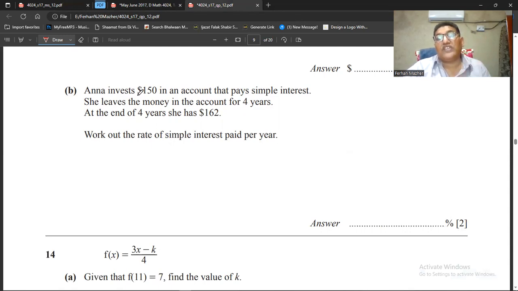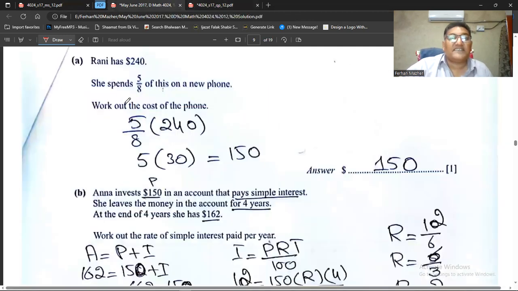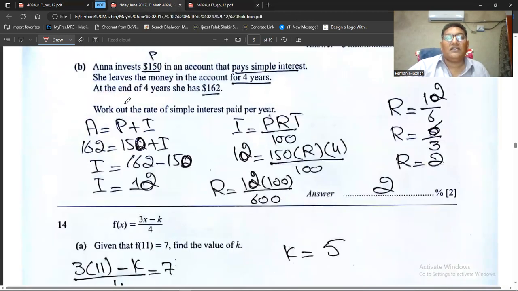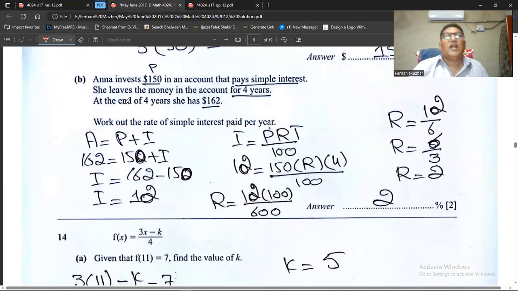You know, the amount is equal to the principal plus the interest. So the amount is 162, the principal is 150, so 162 = 150 + I. So I will be equal to 162 minus 150, that is $12. You know the I, which is the simple interest, this formula is PRT divided by 100.